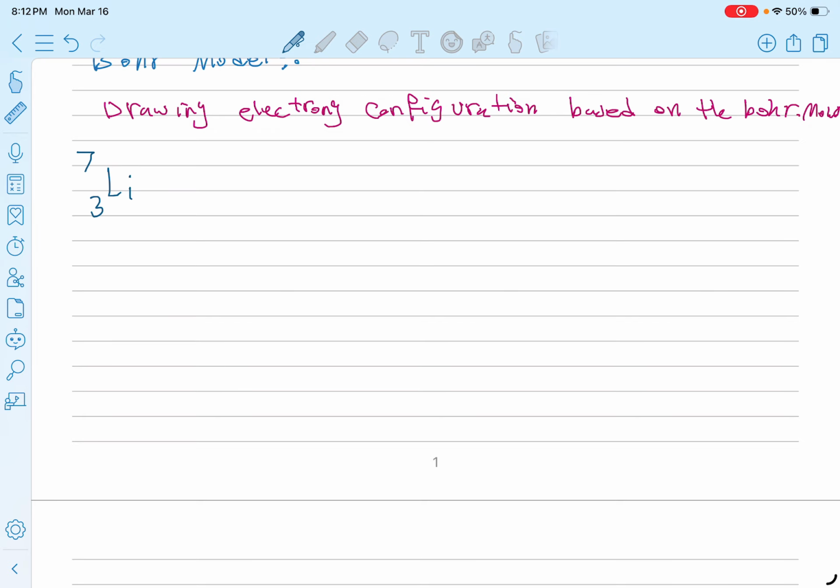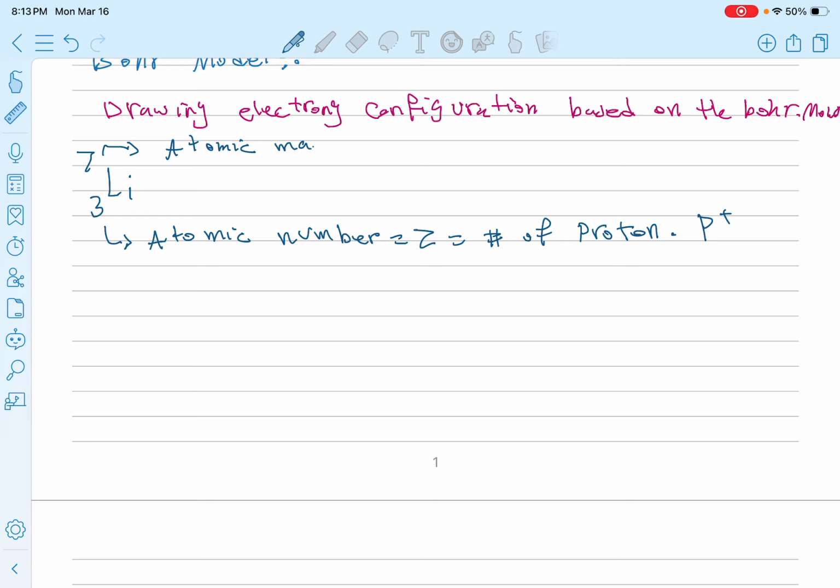Lithium is 3 and 7. First of all, for lithium, this is the chemical symbol, and this is the atomic number. The atomic number, which we show with Z, represents the number of protons, and I always show it like this, P. And this one is the atomic mass, which we show with A, and it represents the number of protons plus neutrons.